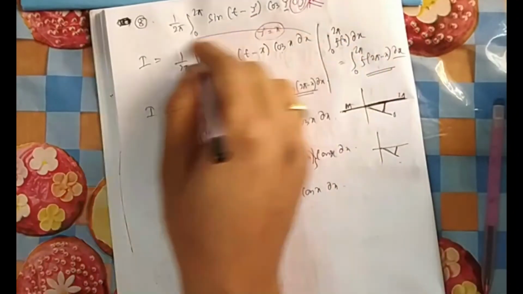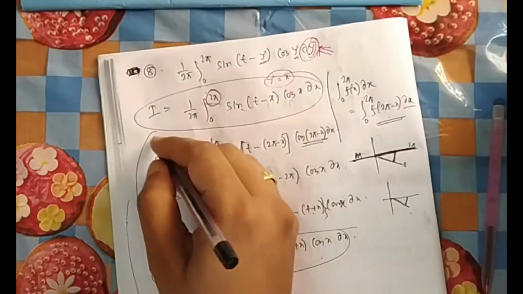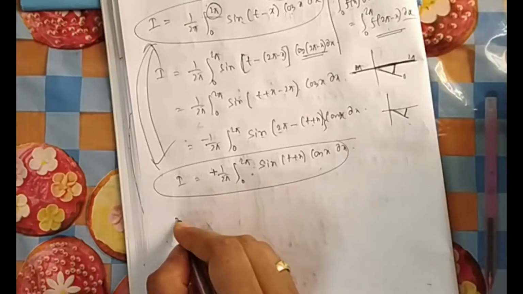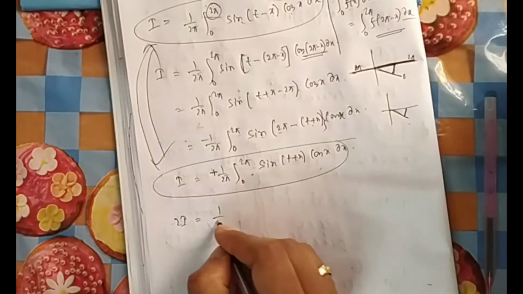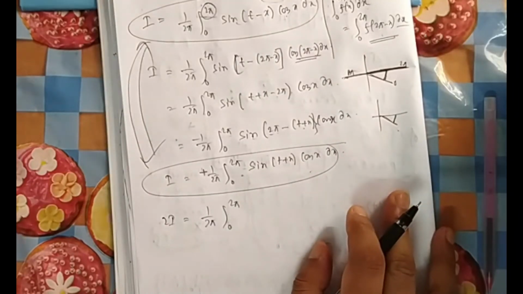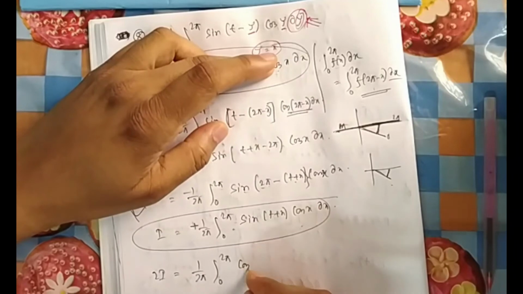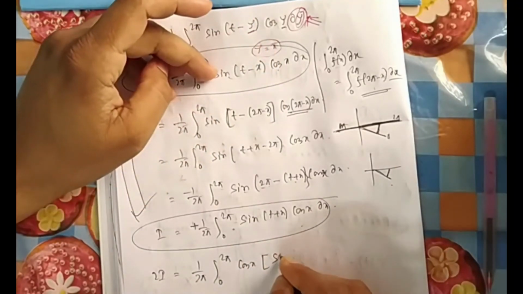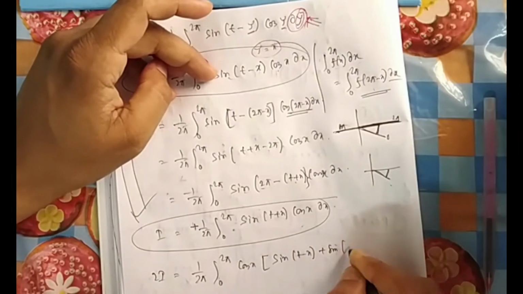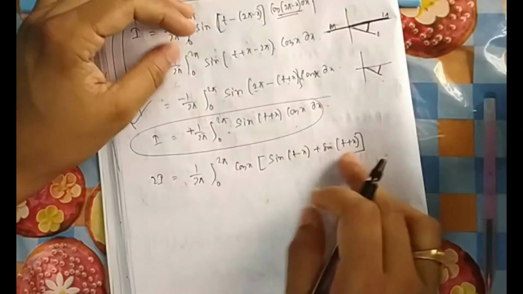Now if you add these two, I am adding these two plus. So 2I is equal to I plus I. 1 by 2 pi you can take common, 0 to 2 pi is your integration. Then inside, if you add these two, you can take cos x common. So it will be sin t minus x plus sin t plus x. So sin a minus b plus sin a plus b.